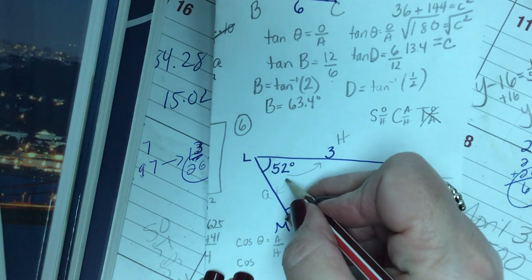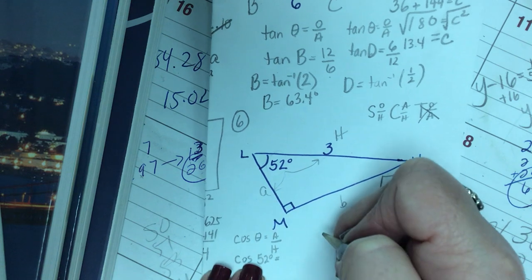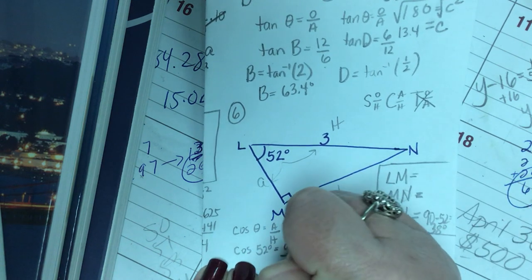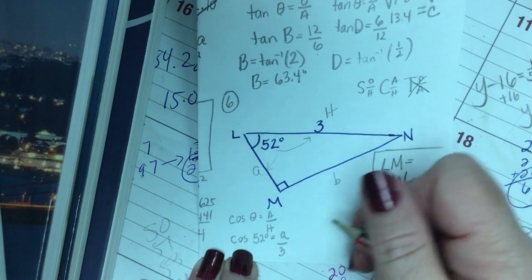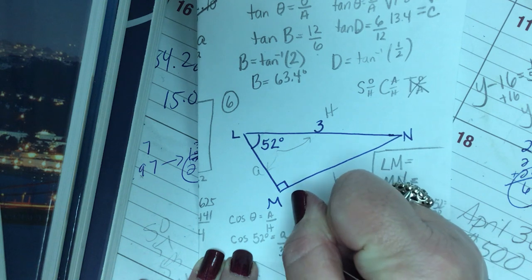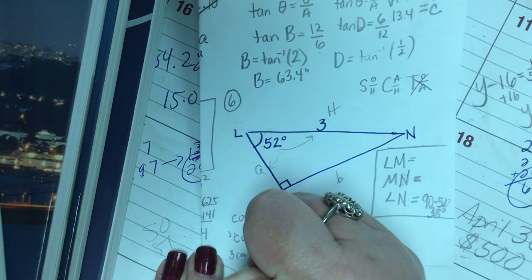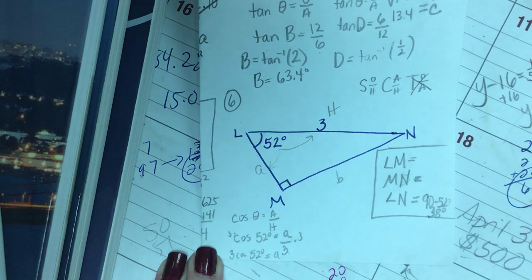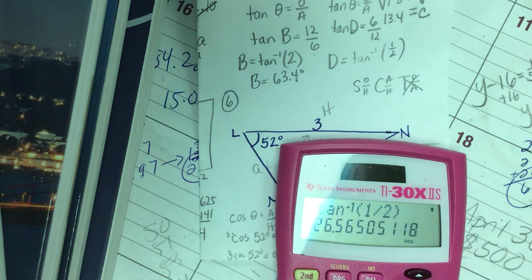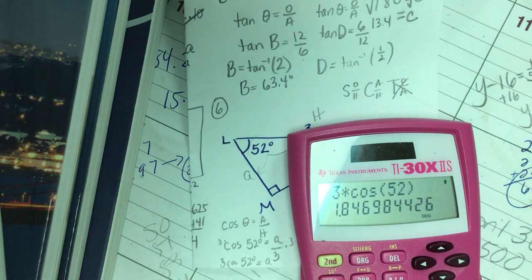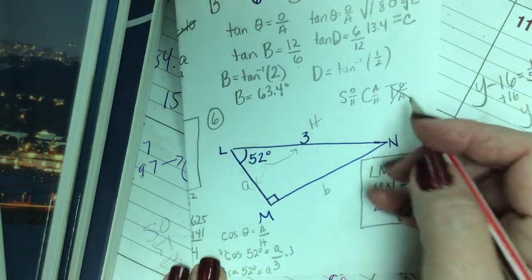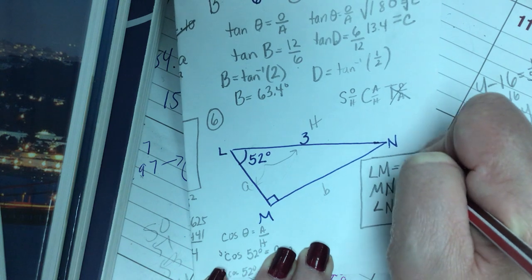Cosine, what is theta? 52 degrees. The cosine of 52 degrees equals the adjacent side over the hypotenuse. How do I solve that? I get rid of whatever's being divided by. I'm dividing by 3, so I'm going to multiply by 3. 3 times the cosine of 52 degrees equals A. So 3 times the cosine of 52 is 1.8. Is that right? Yes, 1.8. And it's not degrees because I'm just finding a side. LM is 1.8.